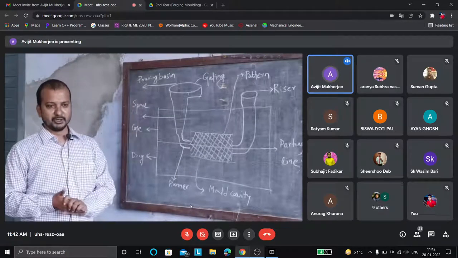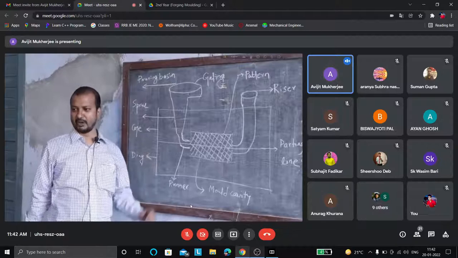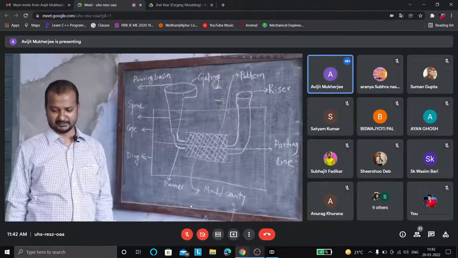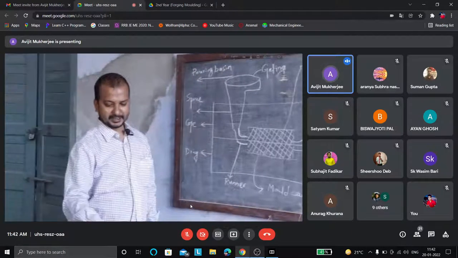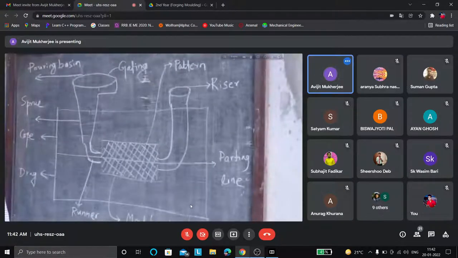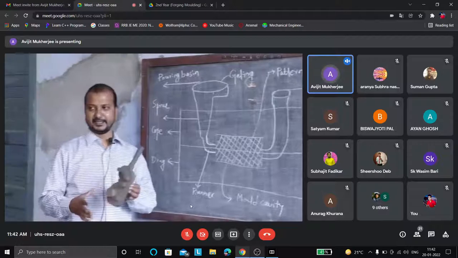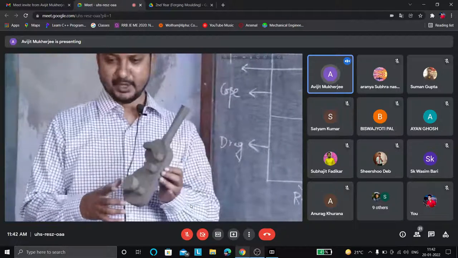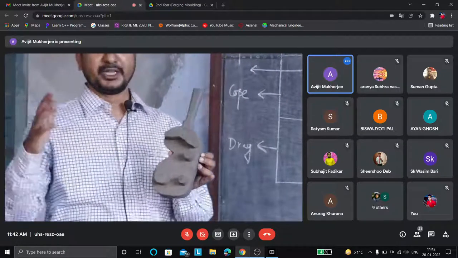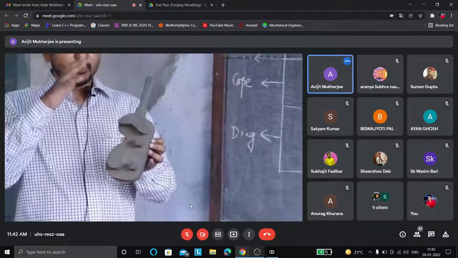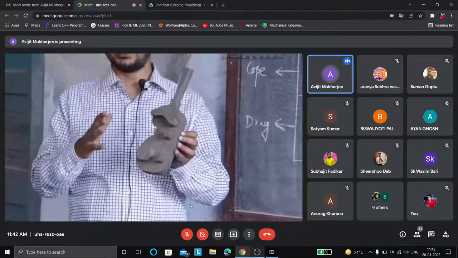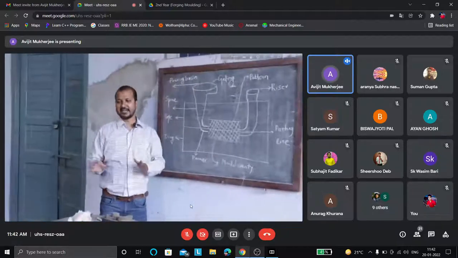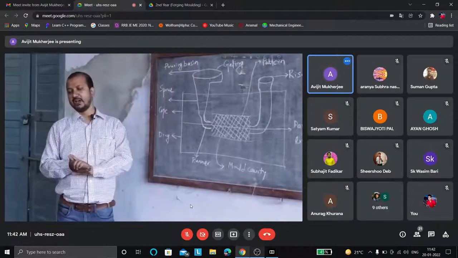The first thing I have told you is the pattern. Among the different important things in casting, one important thing is the pattern, and this is the replica of the desired shape. Before making the pattern, we have to keep a few things in mind: while making the pattern, we will have to provide some allowance. Why are these allowances required? I'll explain it now. There are different types of allowance which are provided to the pattern.